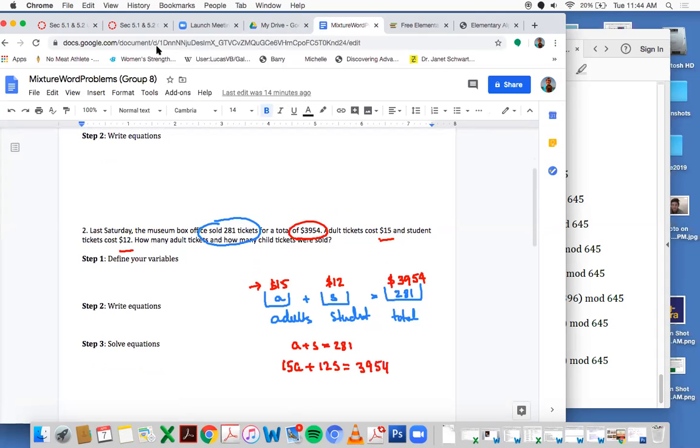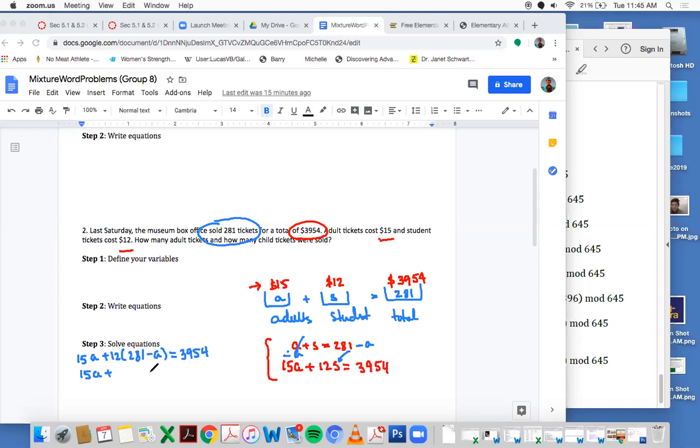All right, so let me go ahead and kind of finish this problem off to see what the answers are. So this is on number 2 still. Okay, so we have the system of equations. So you can substitute or you can eliminate. So let's say I'm going to subtract A from both sides here. So minus A. So you have S is 281 minus A. So that gets plugged into here. You get 15A plus 12 times 281 minus A equals 3954.